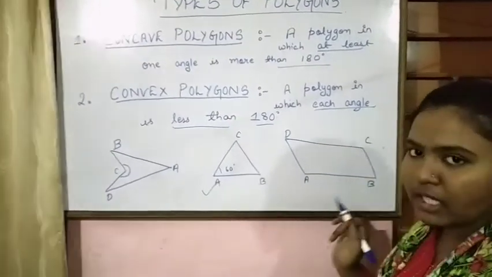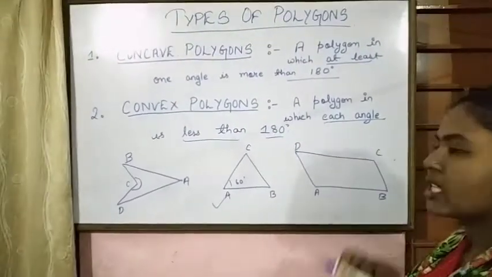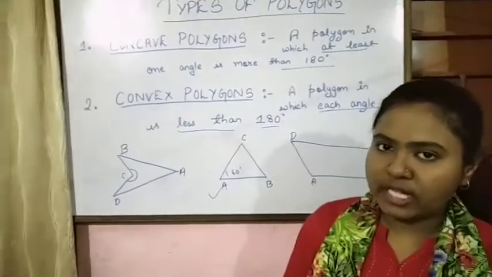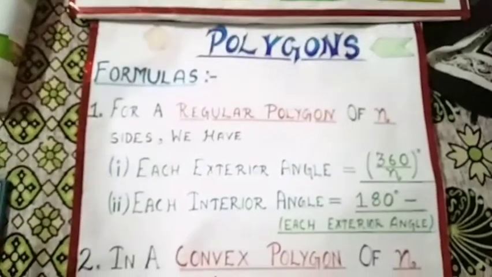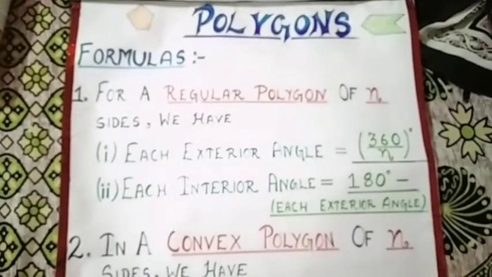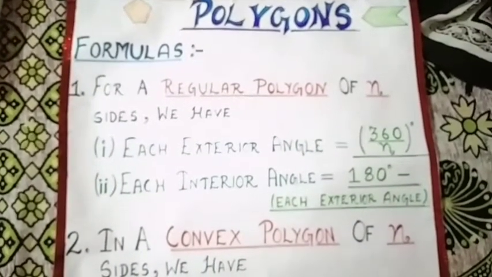any shape of a polygon. So students, this has all the angles less than 180 degree. Therefore, it is a convex polygon. Now students, let us study some formulas related to polygons.